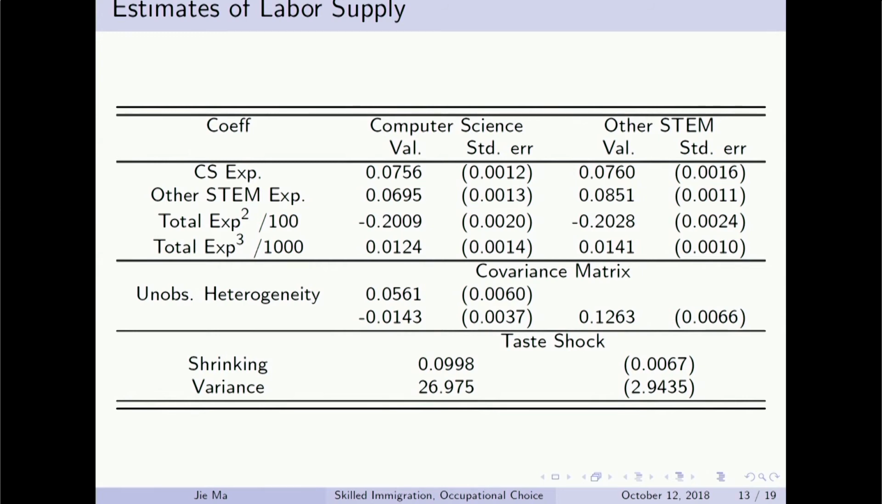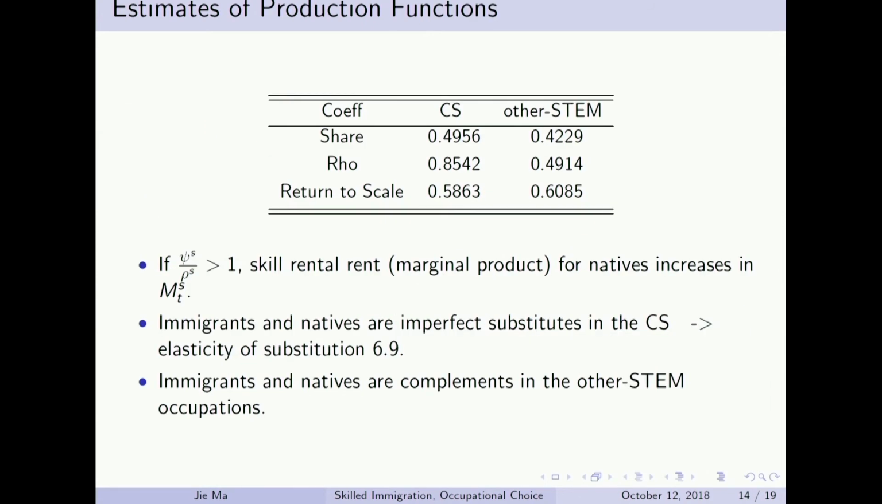And I also find that there is a negative correlation coefficient with the innate ability, which means there is a positive selection into the two occupations. Unlike Daniel's paper yesterday, where Daniel has this type of negative selection, my paper has a positive selection. Of course, they are in different contexts, but I find a positive selection in both sectors, which means the best computer scientists go to the computer scientist sector, and those workers who are good at the other STEM sectors move to the other STEM sector.